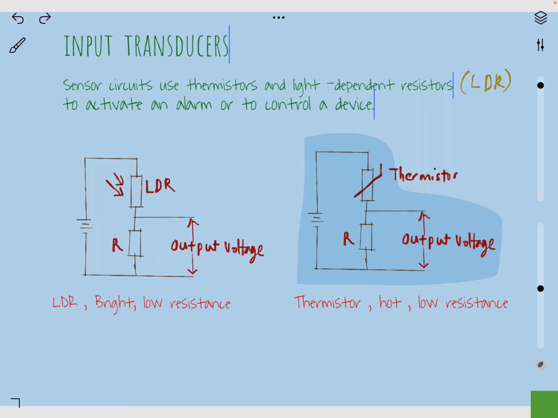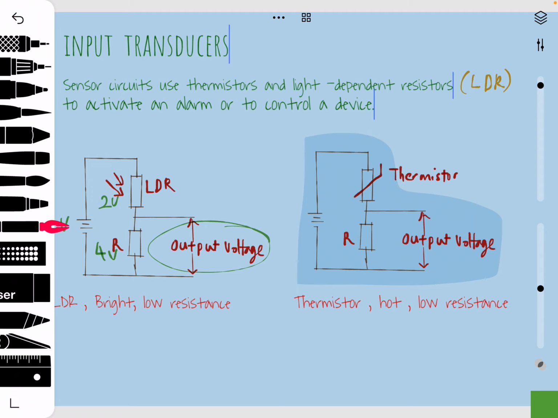Let us put some numbers here to make sure that we understand more about this. Let's say the voltage supply is 6 volt. So the low resistance, let us put one number here, for example 2 volt. Because of low resistance, the voltage across it is also low, so 2 volt. So R must be 4 volt. So the output voltage is 4 volt in this situation.